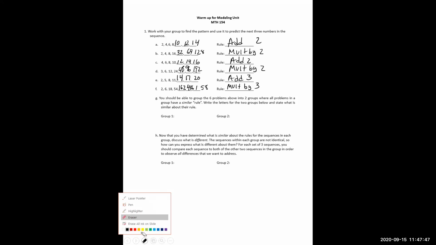Okay, so now let's go ahead and look at part 2 here. So you should be able to group the 6 problems above into 2 groups where all the problems in a group have a similar rule. Write the letters for the 2 groups below and state what is similar about their rule. Go ahead and pause the video, examine the rules, and just write the letter below each group here for group 1 and 2 that you believe each problem falls into. When you're ready, hit play and we'll see how well you did.